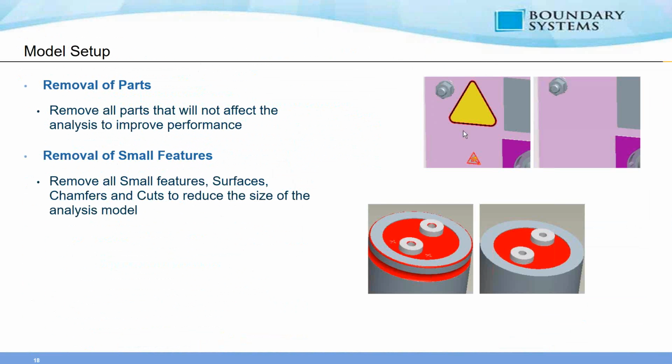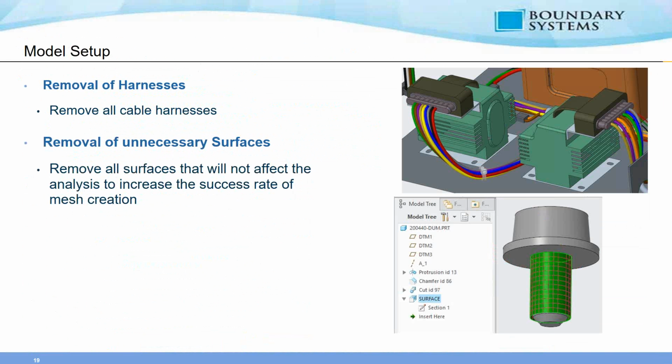It's also nice to remove all parts that will not affect the analysis, which will decrease mesh time and improve performance. Same type of thing with the removal of small surfaces and features like chamfers and cuts to reduce the size of the model that's going to be analyzed. Another good thing is to remove all your cable harnesses. There are a lot of features associated with the actual harness, so it's nice to remove those so they're not getting analyzed. Also, removing surfaces that will not affect the analysis increases the success rate of mesh creation.